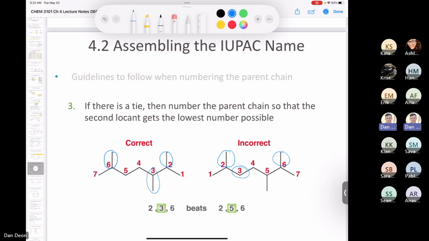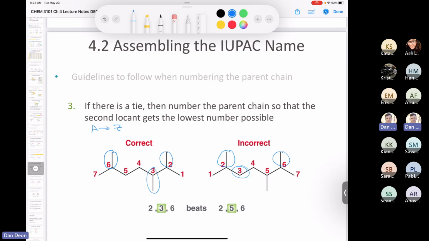Give me a thumbs up if you're with me on that rule, or stop me if you have a question on that rule. That one's kind of an interesting rule. Another thing that can happen with tiebreakers sometimes is you can also break ties using alphabetical order, going from A to Z. If you have 2 substituents that are both on carbon 2, and one is a chloro and one is a methyl, you would pick chloro because C comes before M.